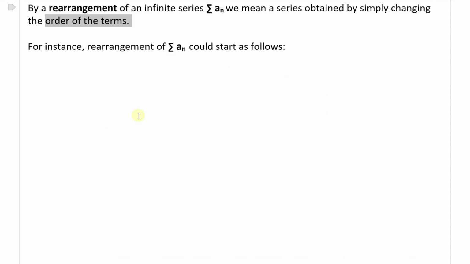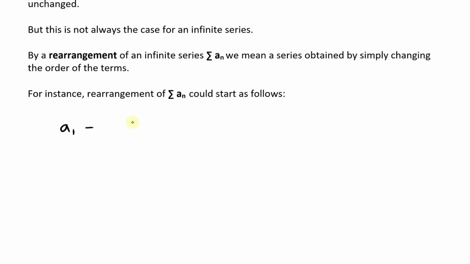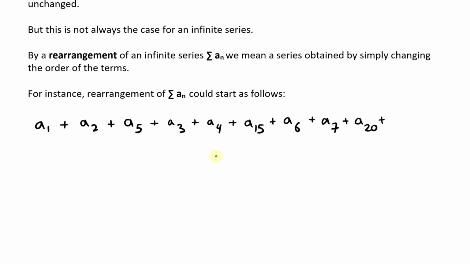So for instance, a rearrangement of an could start as follows: a1 plus a2, and then let's jump to a different one, a5. Now we have a rearrangement: instead of a3, we have a5. Then let's put a3 here, then a4, and let's jump even further to a15. Then keep going, a6 plus a7, and so on. Let's add another one, a20. We could add a1000 if we want, or a 9 million, a 9,000, and so on, because we're going to infinity, plus dot dot dot.